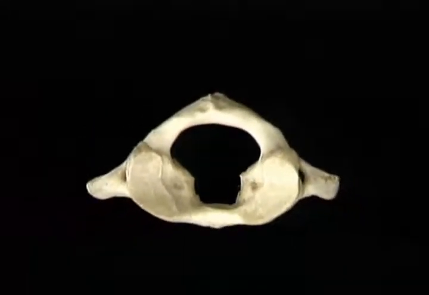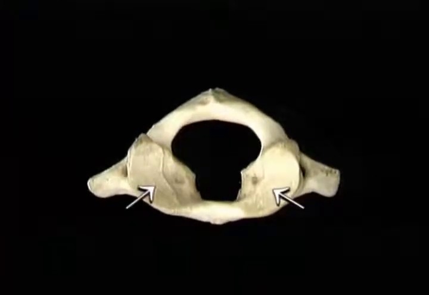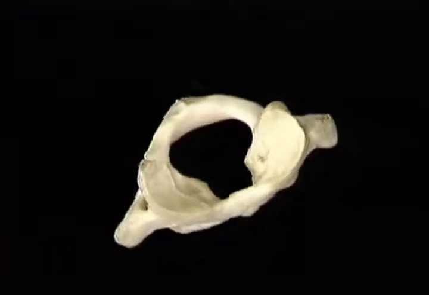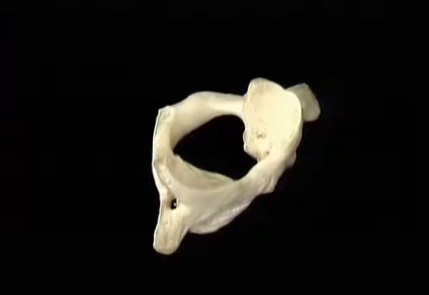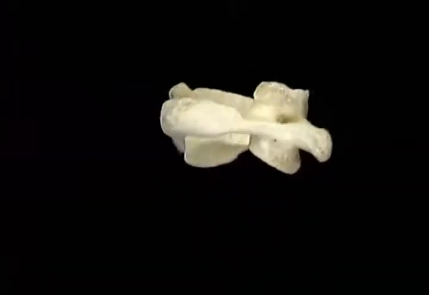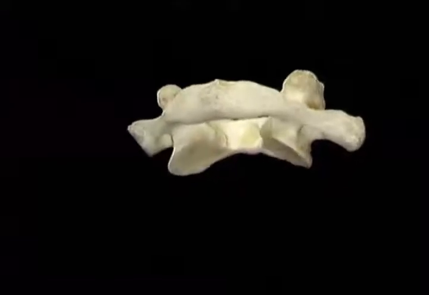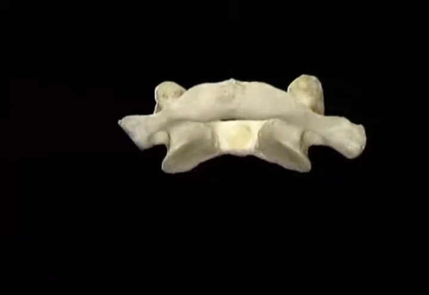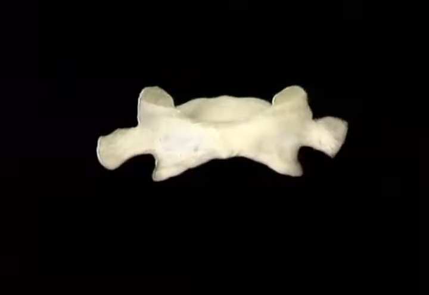The upper articular surfaces of the atlas are shaped like parts of the inside of a cup, to match the shape of the occipital condyles. The lower articular surfaces of the atlas are shaped like parts of the inside of a cone. Now let's look at the axis vertebra.